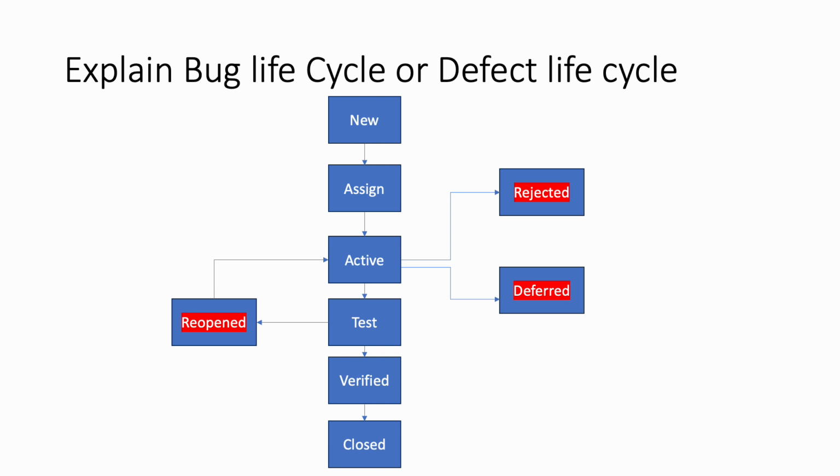Initially, when we raise a bug, it is in new status, and then we assign that to a developer, so it would be in assigned status. When the developer is working on that particular bug, it would be in active status. Then once the bug is fixed, that would be reassigned to the QA, that would be under test. If while retesting we find the bug is not yet fixed, we can reopen it, and once the test is done and verified, we can close it.